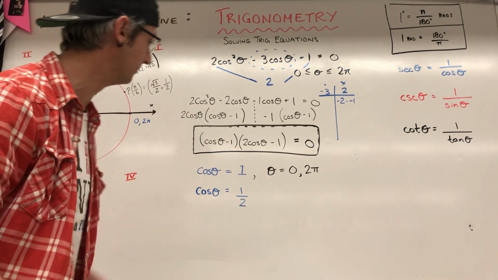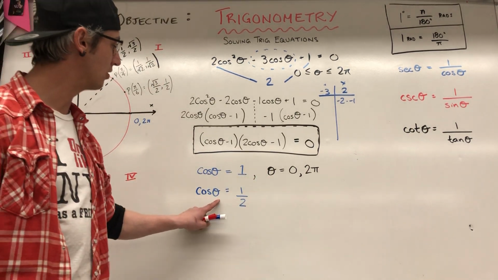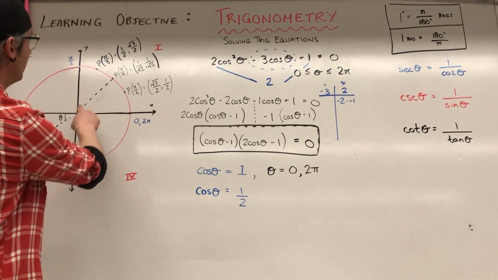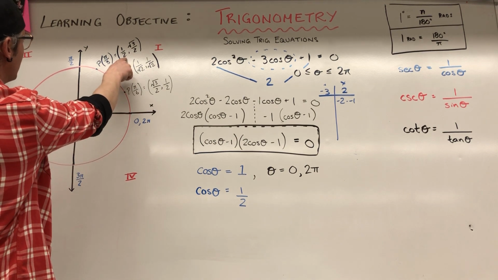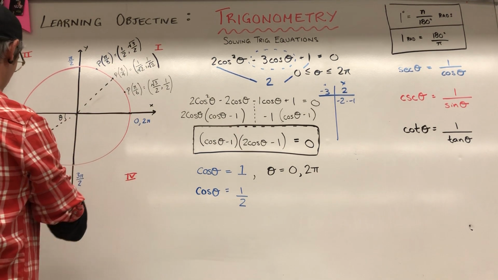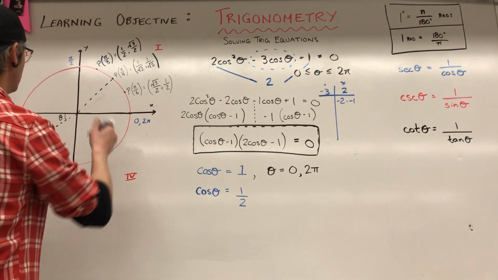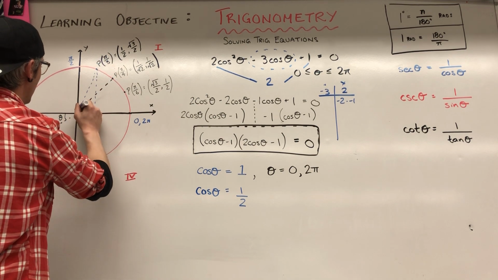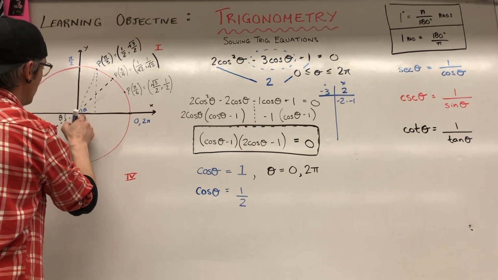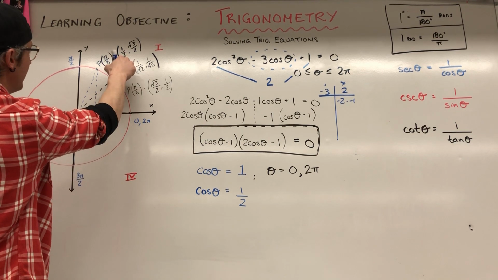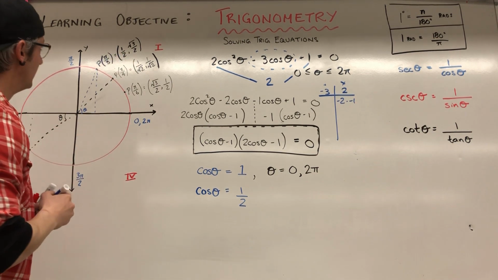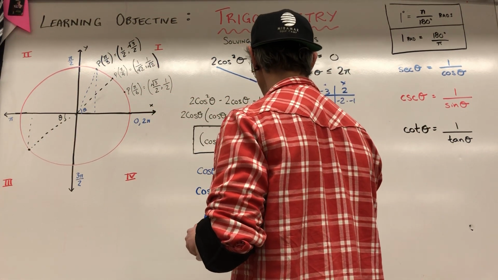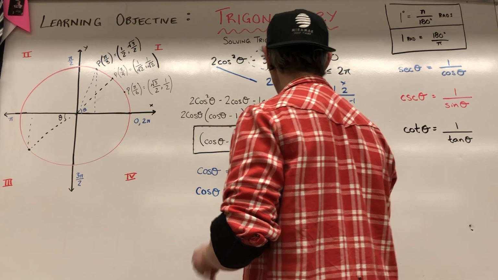So that's one solution. The other one is where cos theta is equal to a half. So where do I get cos theta of a half? Looks like right here. So when I'm at pi over 3, and my angle was right here, my cos would be right here, and that would be 1/2. That's my x-coordinate, which is cos theta. So it's 1/2. So that happens at theta is equal to pi over 3.